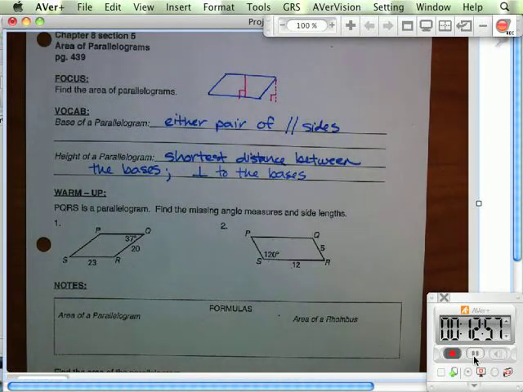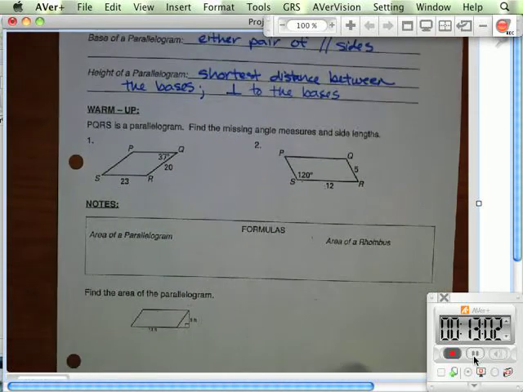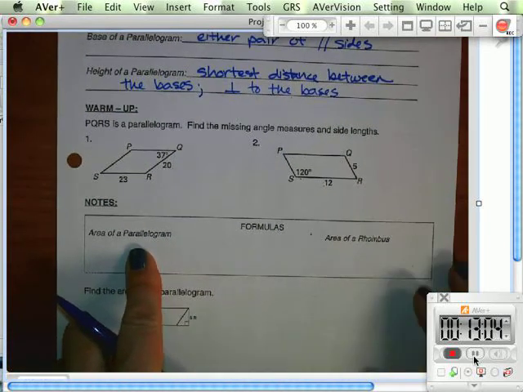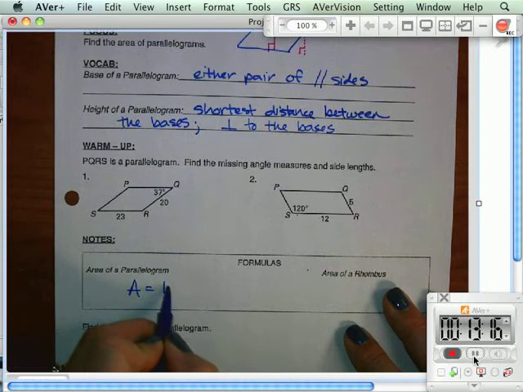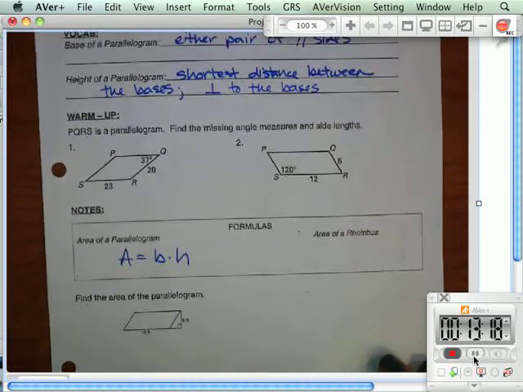All right, let's just jump down here and we'll start the notes here. So, area of a parallelogram is really just taking a rectangle and slanting it a little bit, isn't it? You take a rectangle and it's kind of a slanted rectangle. Still the same area formula. Yeah, it's like you pushed it. Area equals base times height. Same formula as a rectangle.